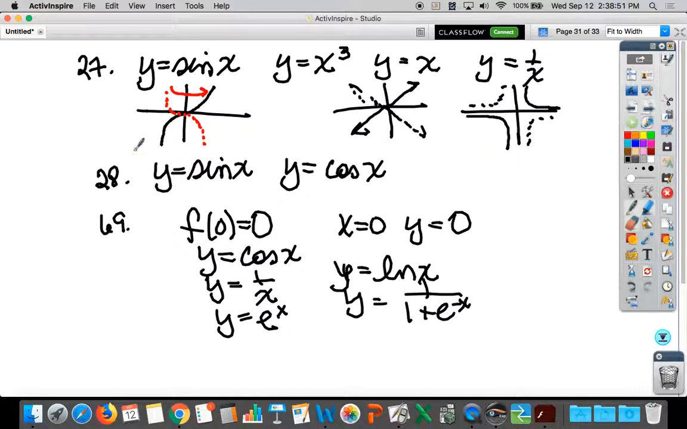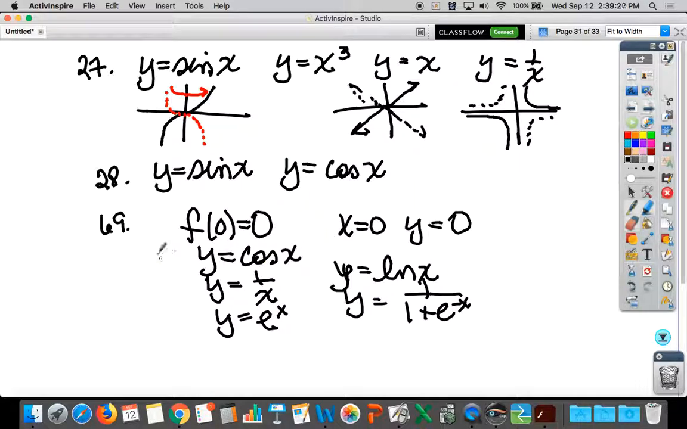The two functions whose graphs are identical except for a horizontal shift, y equals sine and cosine. And looking at 69, it says 69a, 7 of the 12 basic functions have the property that f of 0 equals 0, which 5 do not. So when we're talking about f of 0 equals 0, that means x is 0 and y is 0. So the 5 that do not have that are these 5.